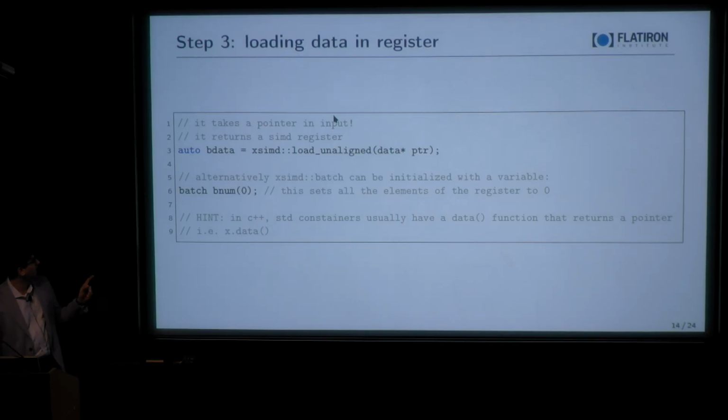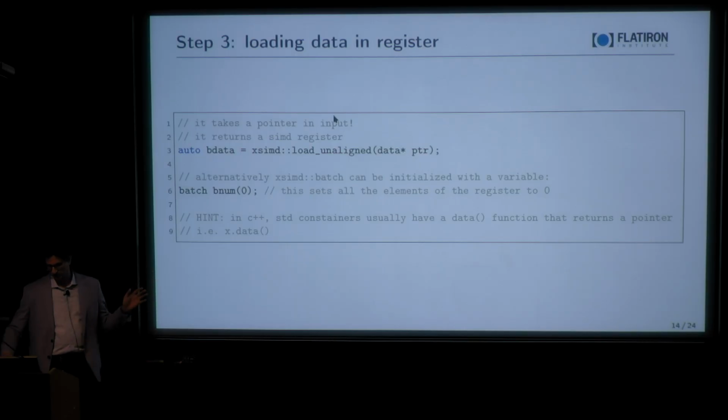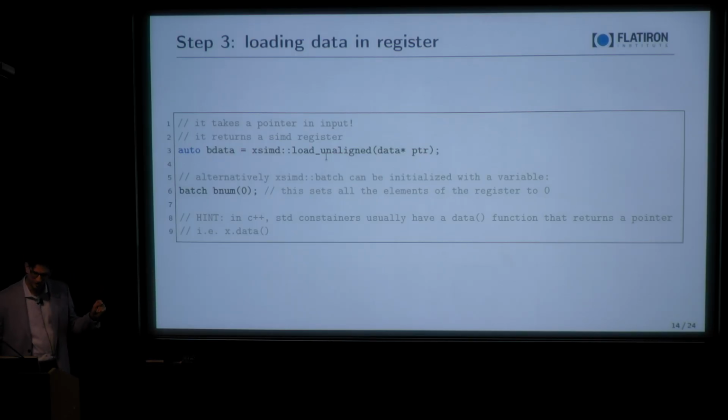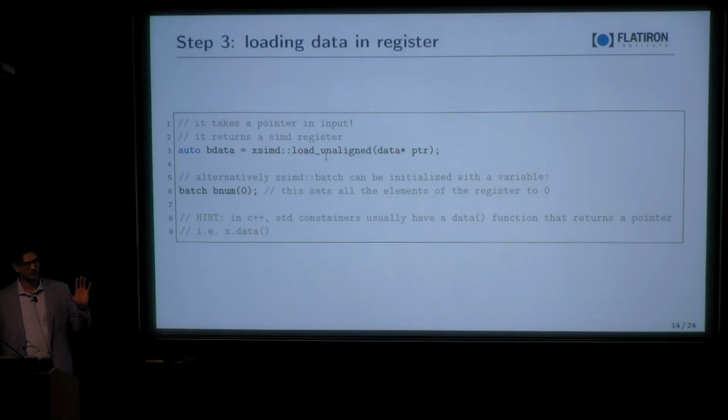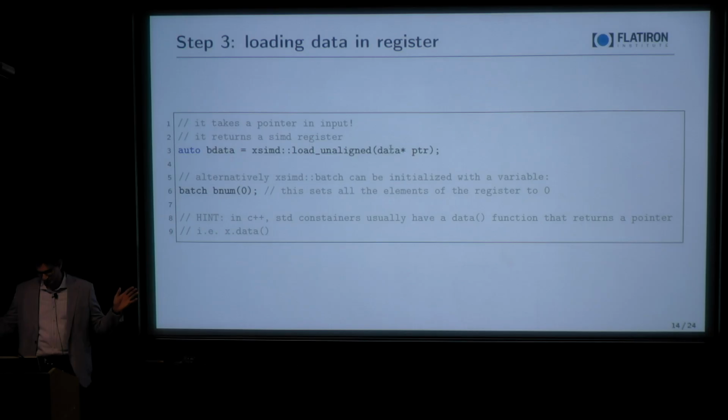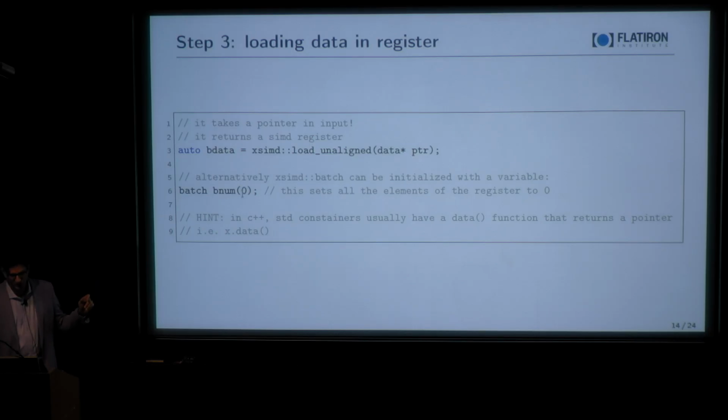This is how we populate a SIMD register. We have a load function, which is unaligned by default. This is what you use. You use something different only if you know what you're doing. But we usually don't. So we leave it. This is how we do it. We load the data into a vector register, or we initialize the vector register with a constant.